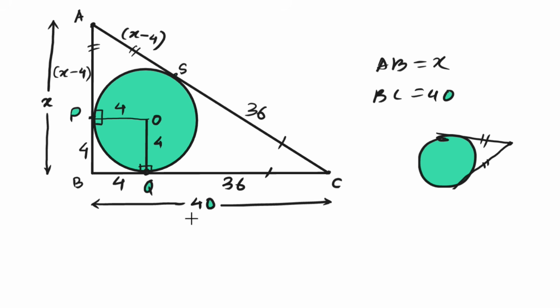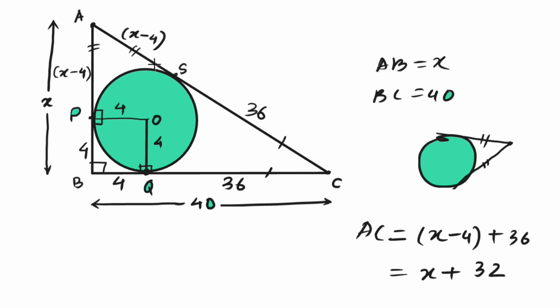Now, let's look at triangle ABC. This is a right triangle. We already know that AB equals x, BC equals 40, and the side AC is made up of AS plus SC. So, AC equals the quantity x minus 4 plus 36, which simplifies to x plus 32.